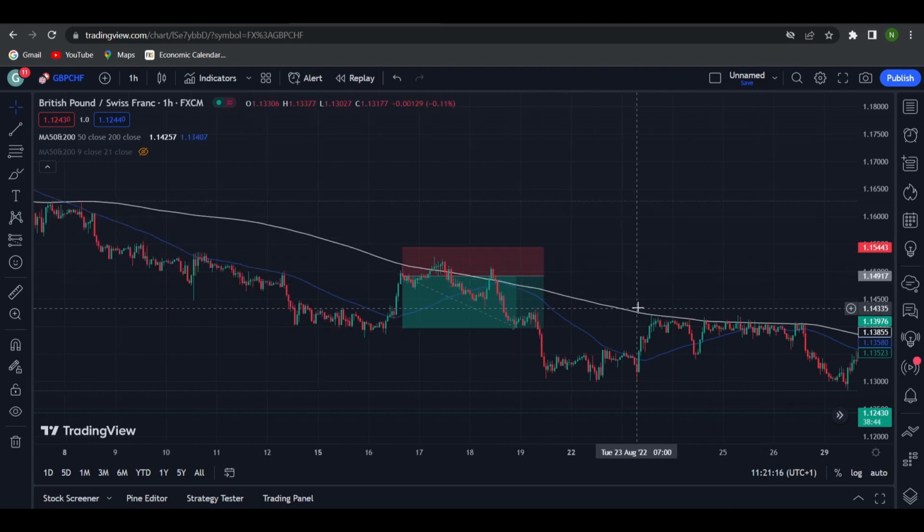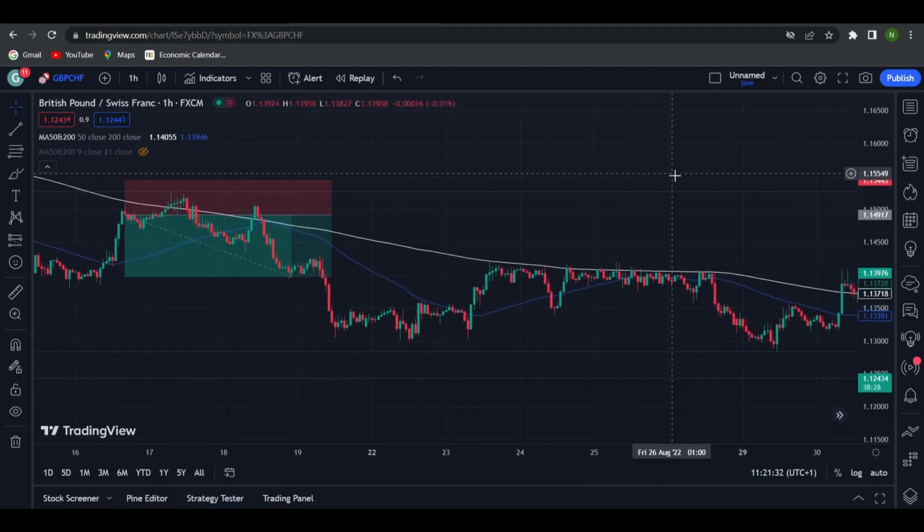So let's say you're trading this pair and you see that the price is spiking out of the moving average, you need to be more cautious when setting stop losses, because you might get wicked out due to spiking prices. So be aware of that.